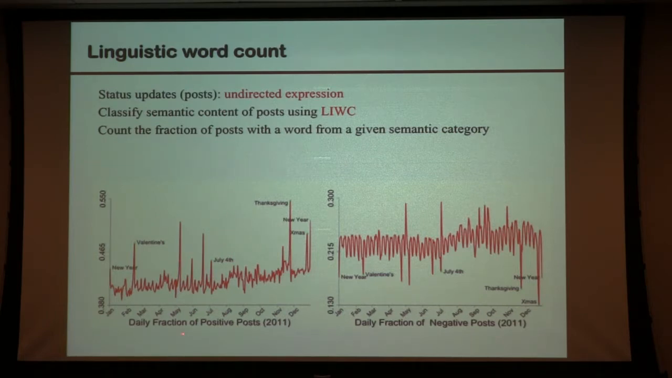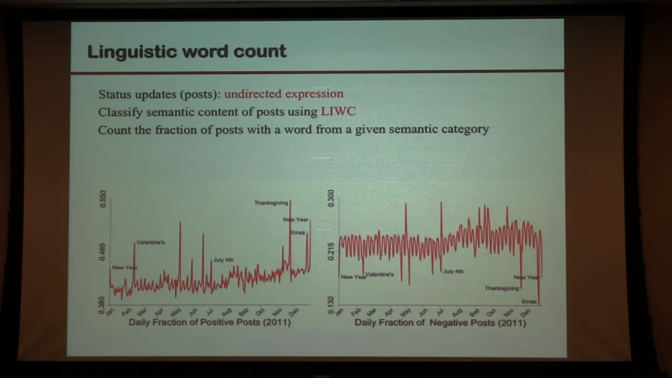So here is an example of what you have for different times, and you see that people in a large set of Facebook users are actually happier during holidays, and they use fewer negative words during the holidays because they're happy. Just to give you an idea of what this data looks like.